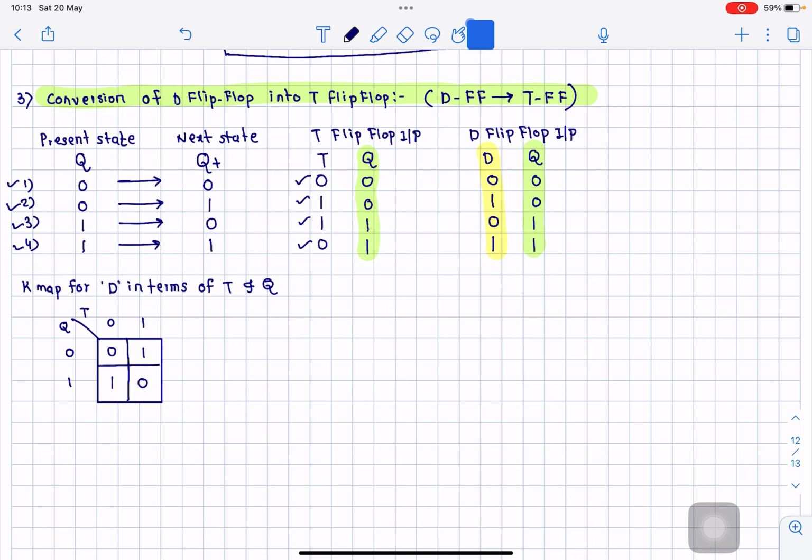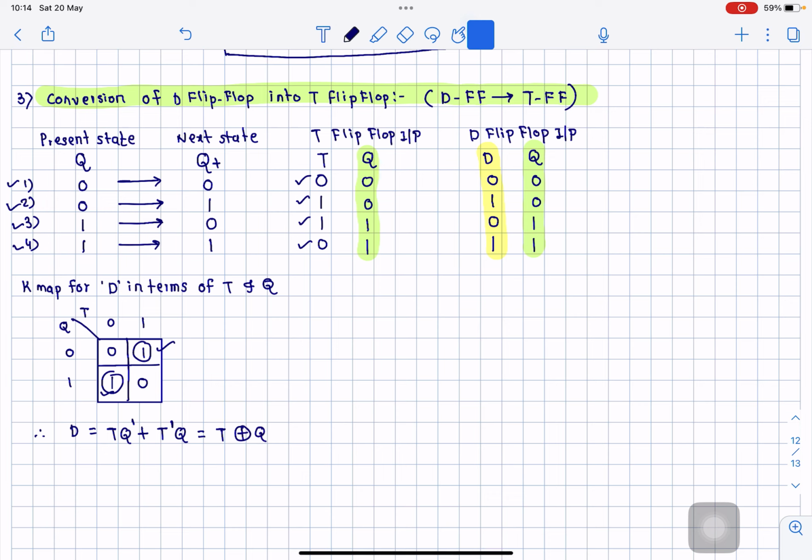In this way. So how can we combine? We can only combine these as single terms, right? So therefore, what can we write? So this is equal to D. How can we write this particular term? This particular term is TQ dash, plus, what about this particular term? This is T dash Q. Or we can write this as T XOR Q.